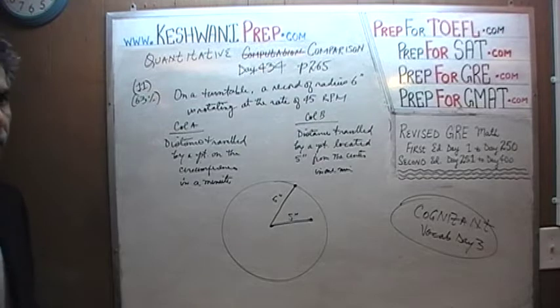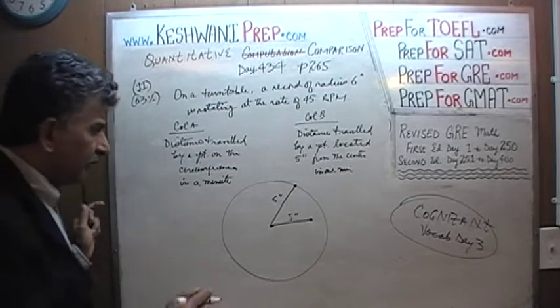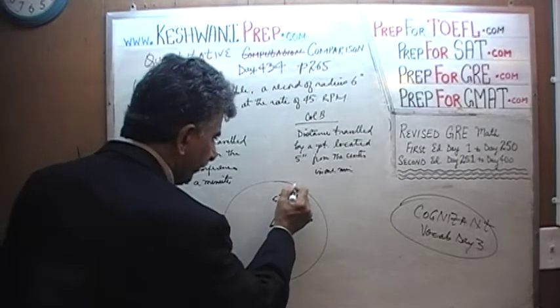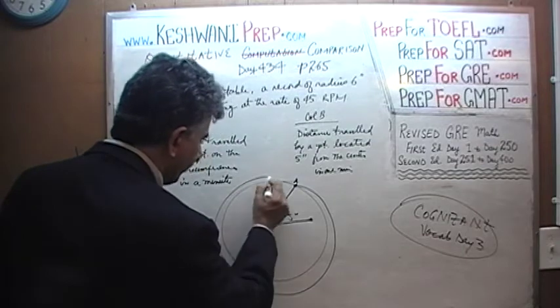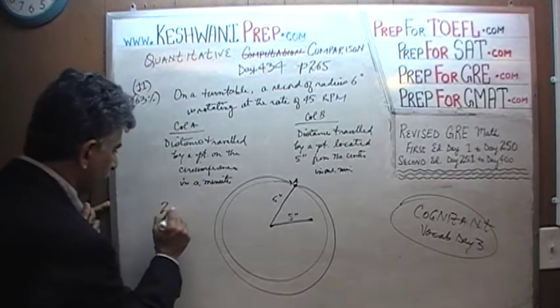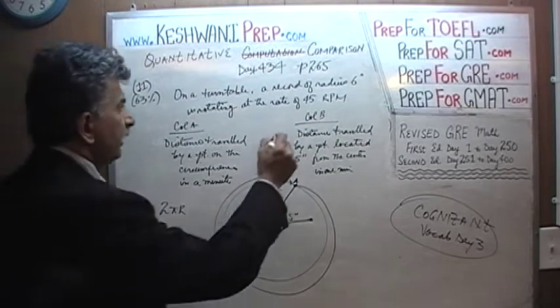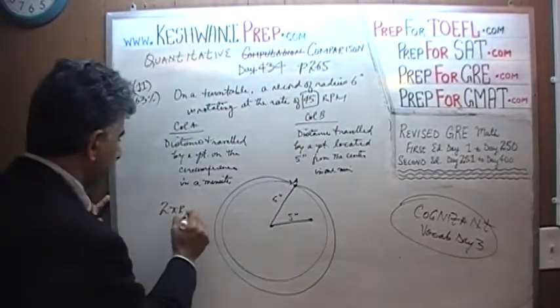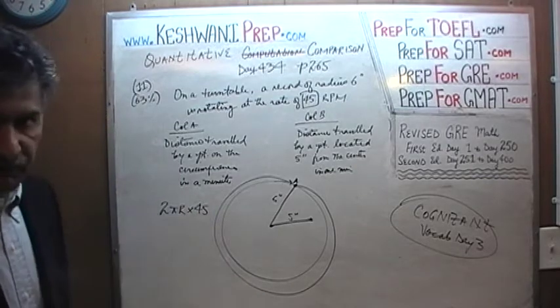Pause the video, do it yourself. There we go. It's a pretty straightforward question. The distance that will be traveled in one revolution by this point here, let's call that point A, is the circumference of the circle, which is 2 pi r. And the fact that it is rotating at the rate of 45 revolutions per minute means that in a minute, it will go around 45 times.